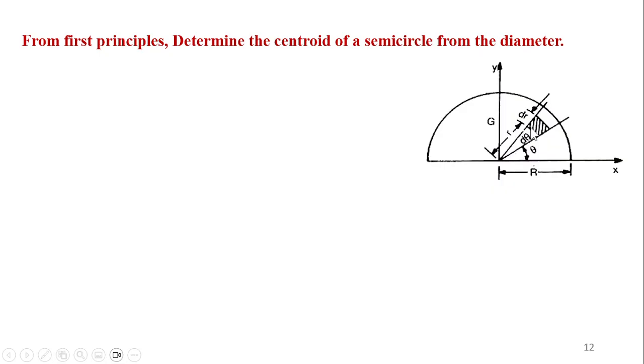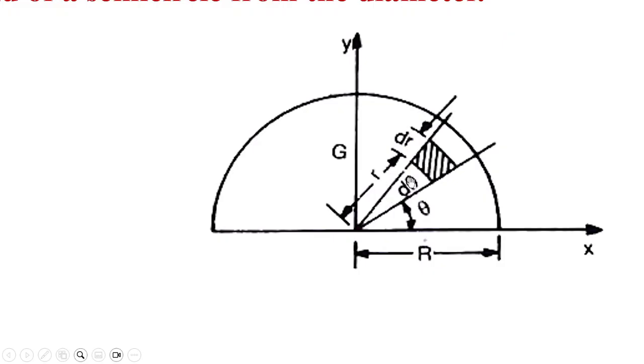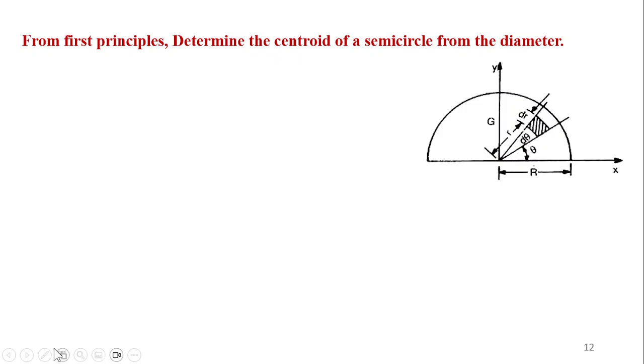This represents like a sector. The radius of this sector is r. Let me zoom in onto that location for a while. This dimension is going to be r into d theta. So the total area of the element is r d theta multiplied with dr.